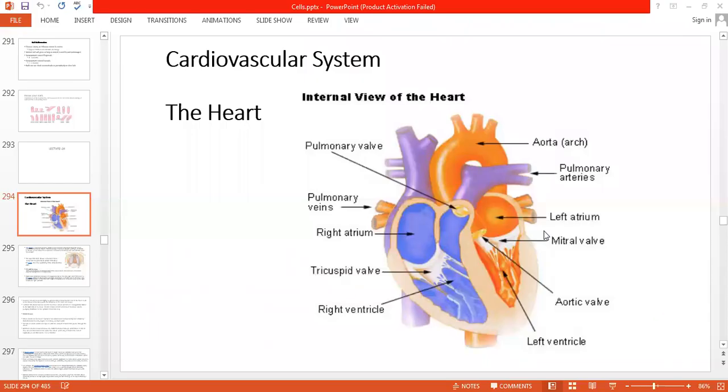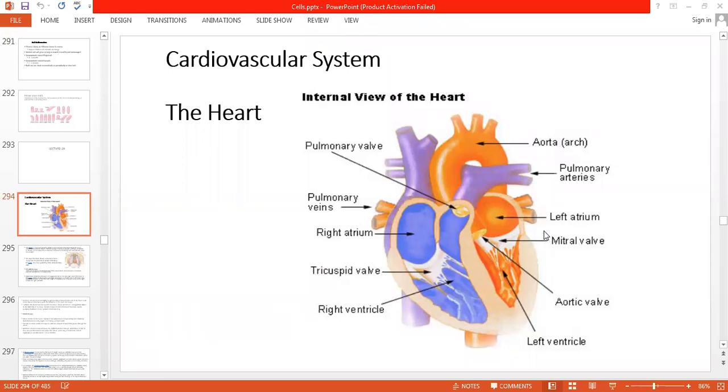Today we are going to discuss the cardiovascular system. Here is a figure of the heart, an internal view of the heart.